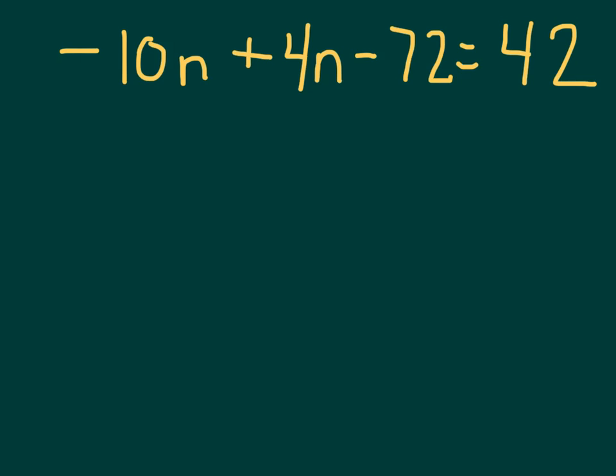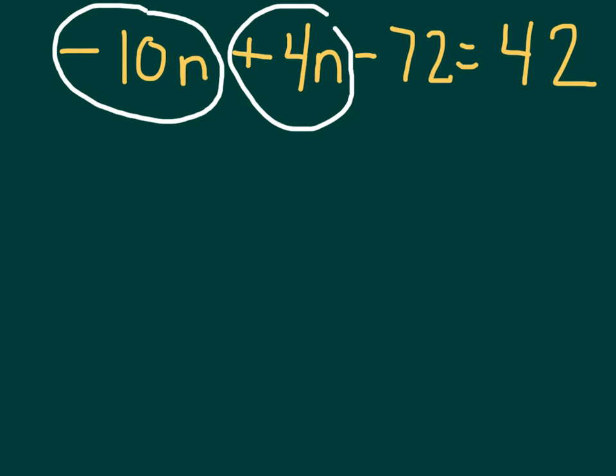On the left side of the equal sign, you'll notice that there's a negative 10n and a positive 4n. What we have to do here is combine these two terms because they both have variables with coefficients. We can't combine negative 72 with 4n or 10n because negative 72 is a constant. It doesn't have a coefficient with it. So in order to show that I'm combining these, I'm just going to circle them with their signs. Negative 10n and then positive 4n. And notice I'm including their signs with it.